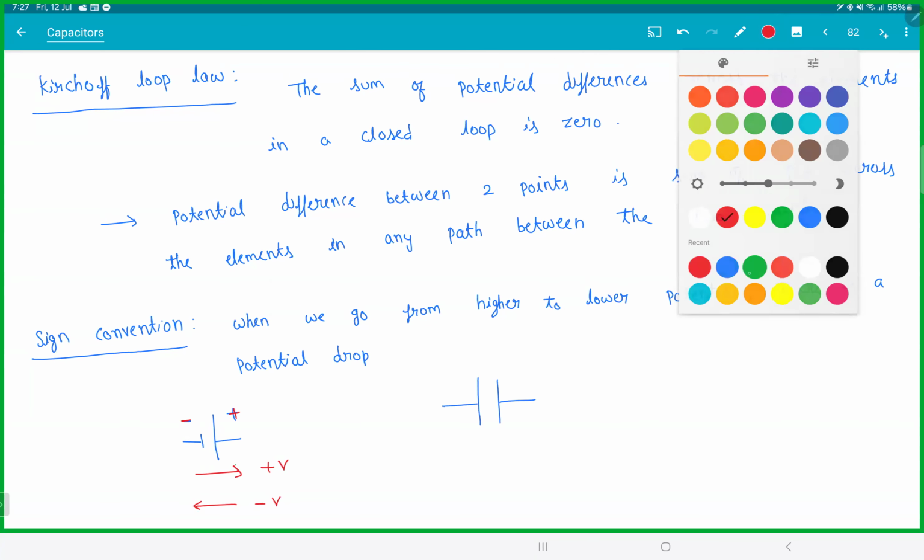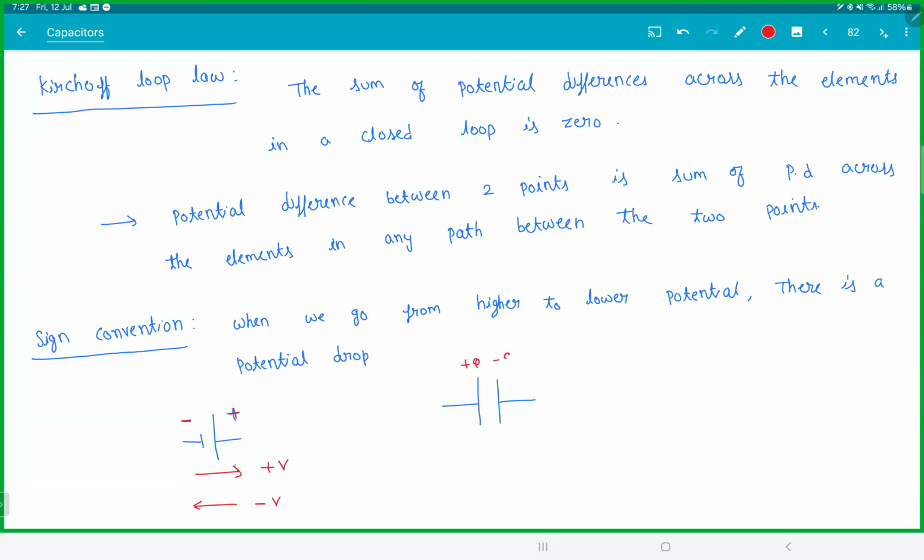If you take a capacitor, and let's say this is plus Q and this is minus Q, if you go from positive to negative plate, potential drops, minus Q by C. If you go from negative to positive, potential increases, plus Q by C. This is the sign convention.